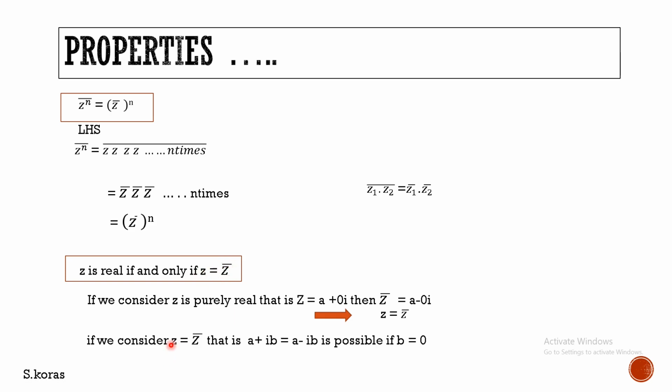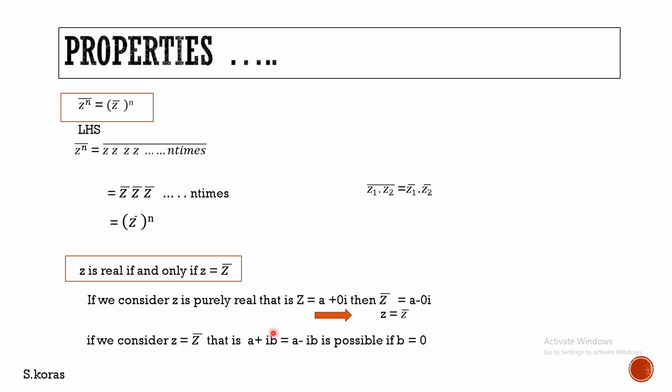So if we consider z is equal to z bar, that is, if z is a plus ib, then z bar will be a minus ib. It is considered that z is equal to z bar, that is, these two are equal to one another. It is possible only if b value is 0, because a is equal to a, it is correct, but plus ib and minus ib will not be equal to one another.